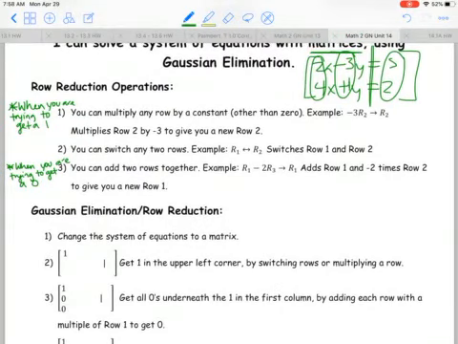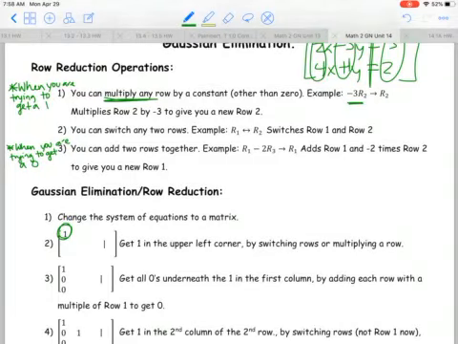So the operations you can perform are multiplying. You can multiply a row by a constant. So like here, I'm multiplying row 2 by -3. And when you do that, it's when you're trying to get a 1. So anytime you're getting that diagonal, that's when you do that multiplying. So this is going to be multiplying the rows.